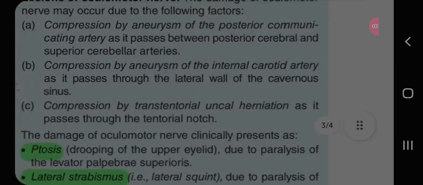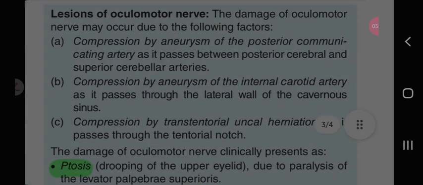Damage of the oculomotor nerve may occur due to the following factors: compression by an aneurysm of the posterior communicating artery as it passes between the posterior cerebral and superior cerebellar arteries; compression by an aneurysm on the internal carotid artery as it passes through the lateral wall of the cavernous sinus; compression by transtentorial uncal herniation as it passes through the tentorial notch.